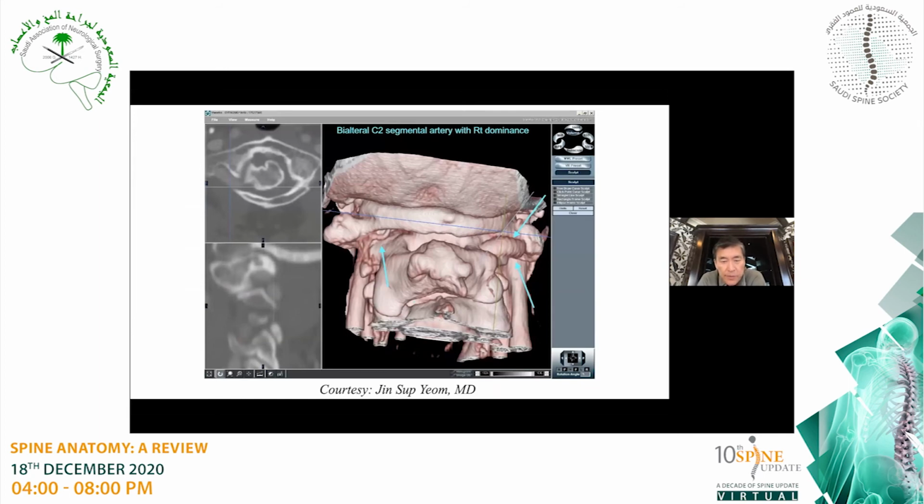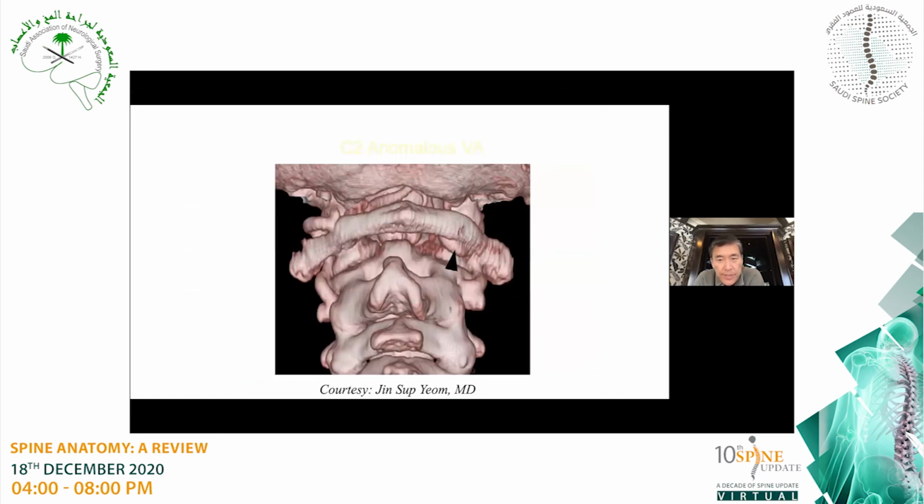This is an example from Jinsap Yum, who is from Seoul National University, Bundang Hospital. And you can see that the vertebral artery is anomalous and actually is between C1 and C2. And then there's an intersegmental artery on the left side that's also off of the vertebral artery. And so you can have these anomalous vertebral arteries. You can have an anomalous vertebral artery that sits underneath the arch of C1 instead of cranial to the arch of C1. And again, if you see pulsatile bleeding there, it's not going to be the venous plexus because veins don't pulse. It can be a persistent intersegmental artery or the vertebral artery.